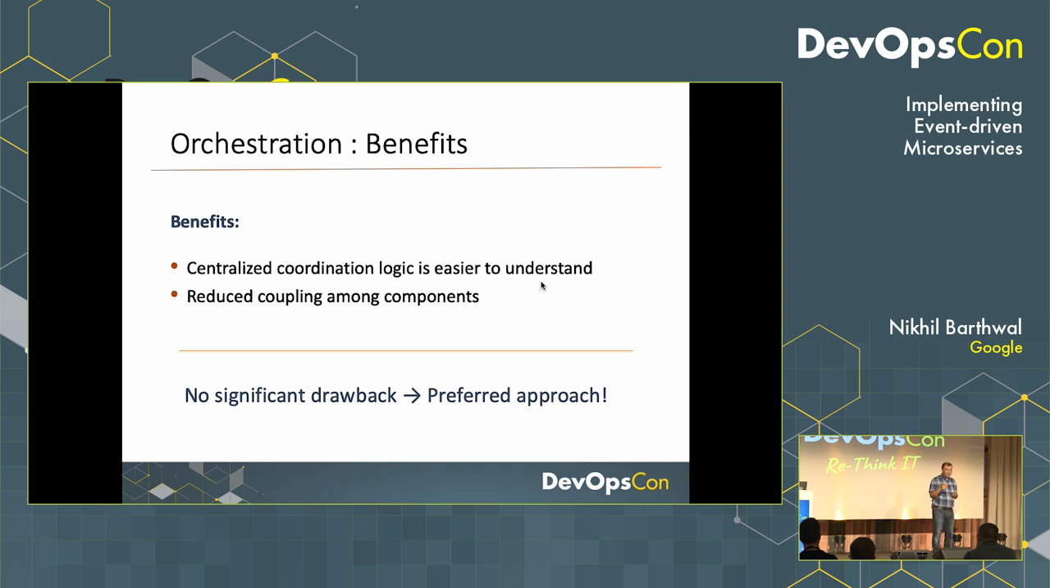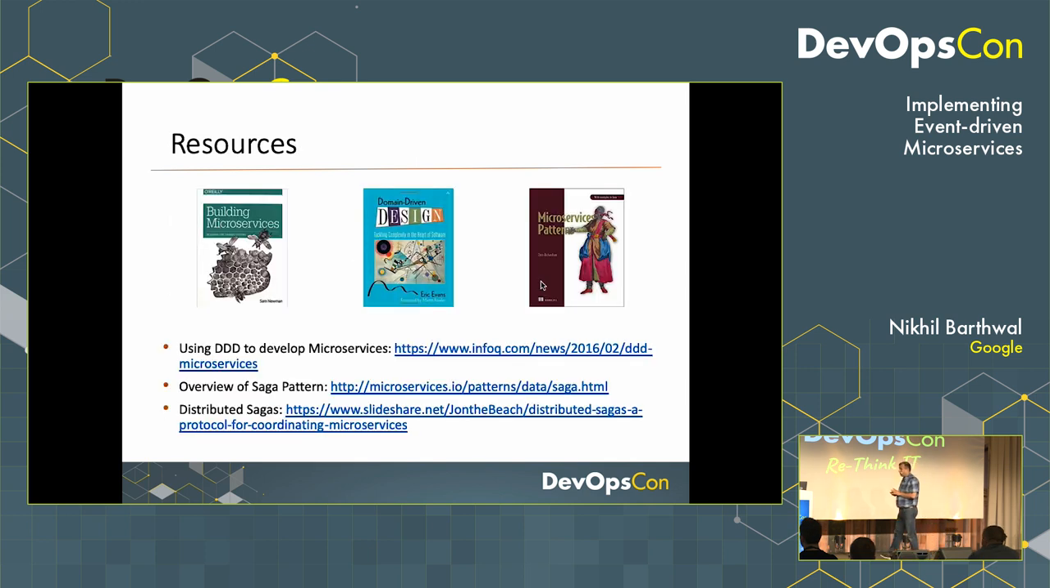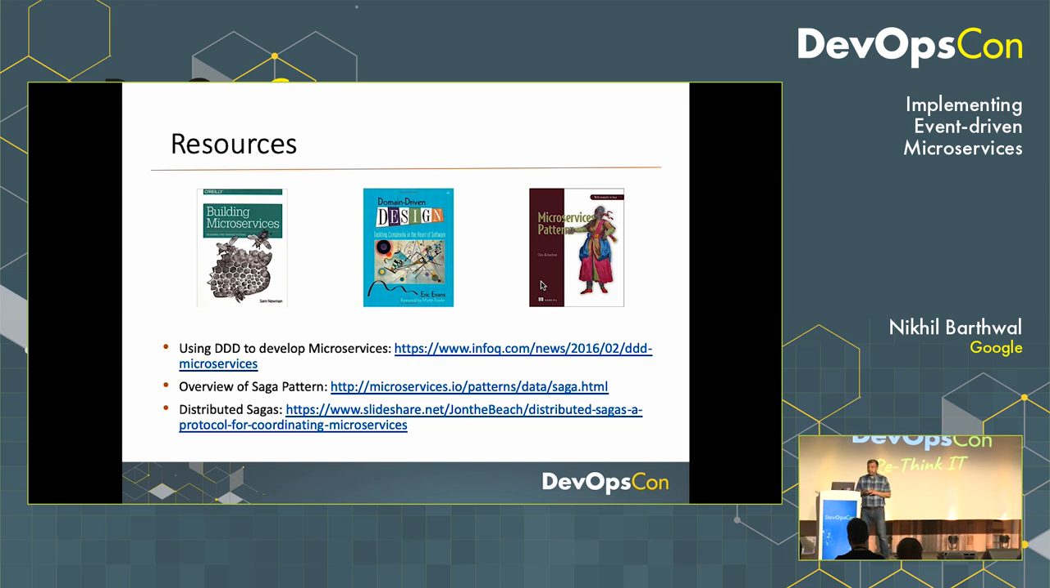And sometimes you can argue that there are these dumb services being contacted by smart orchestrators, but again, what difference does it make? So there aren't that many significant drawbacks to orchestration, and that is why orchestration is basically used a lot in practice. And towards the end, I'll wrap up by giving some resources.